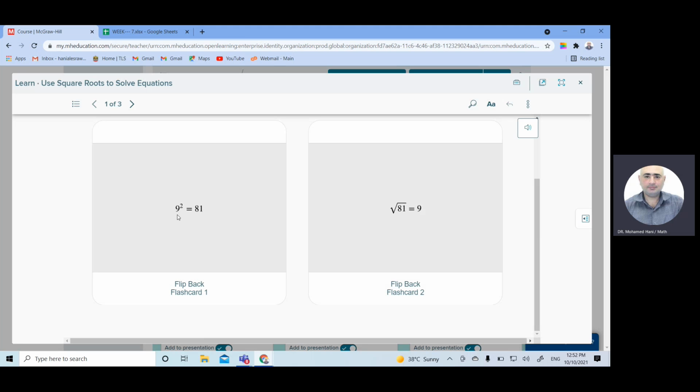So when you have 9 squared equals 81, it means the radical of 81 will be what? It will be 9. So write here the two equations. Nine squared equals 81 means the radical of 81 will be 9. Finished?